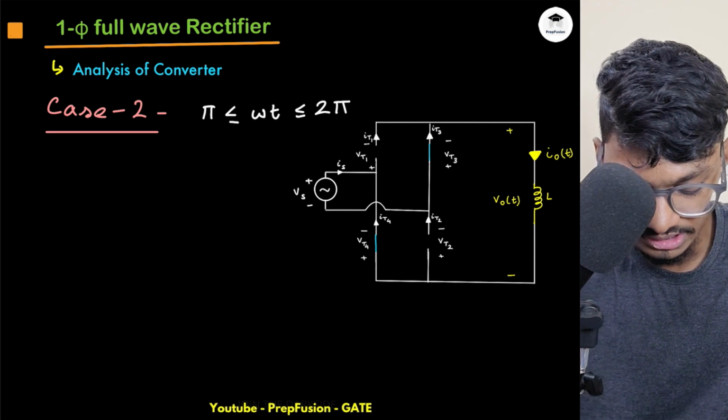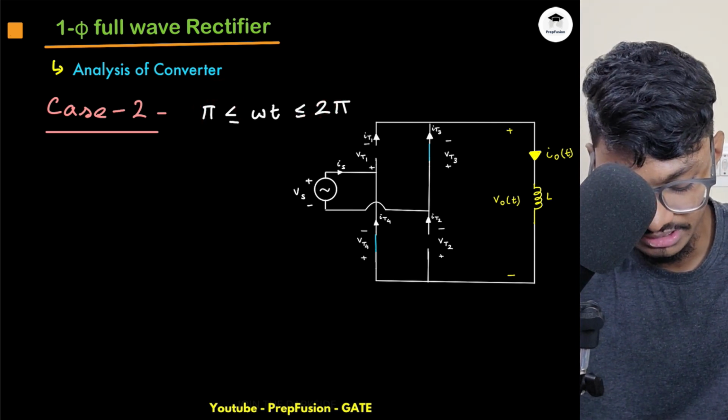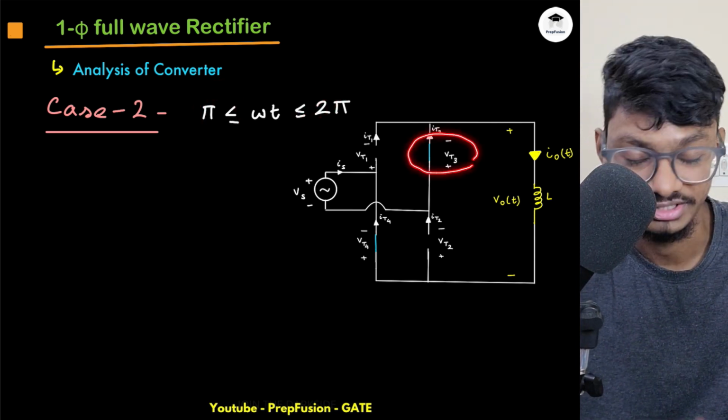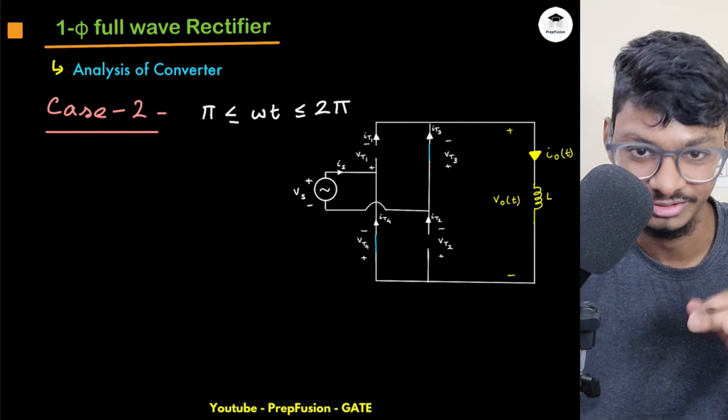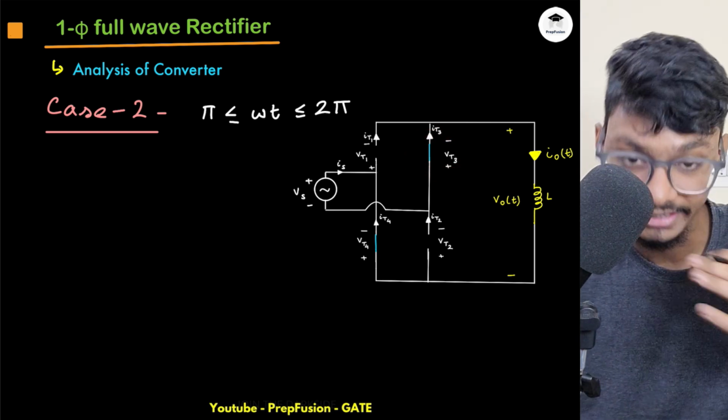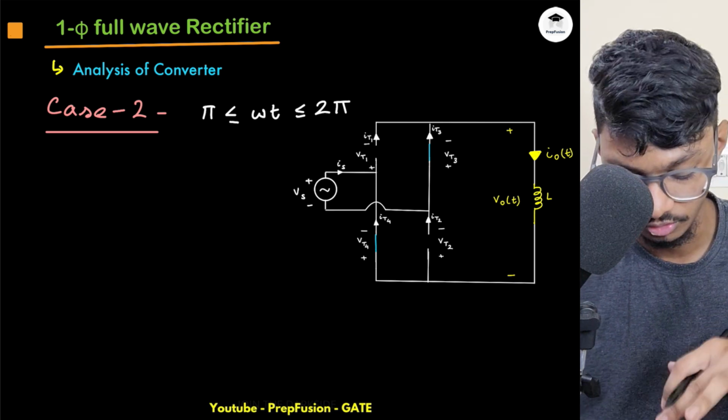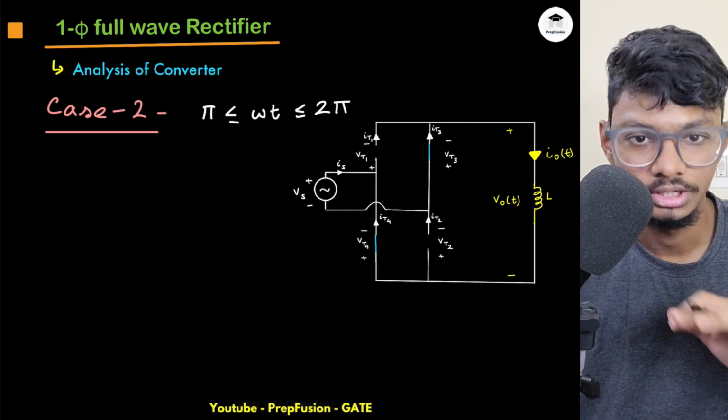In the second cycle, from pi to 2 pi, again what happens? Sorry, it will not discharge here. That also I will explain. That case will be in the second example, not in this case. For alpha equal to 0, it will not discharge.